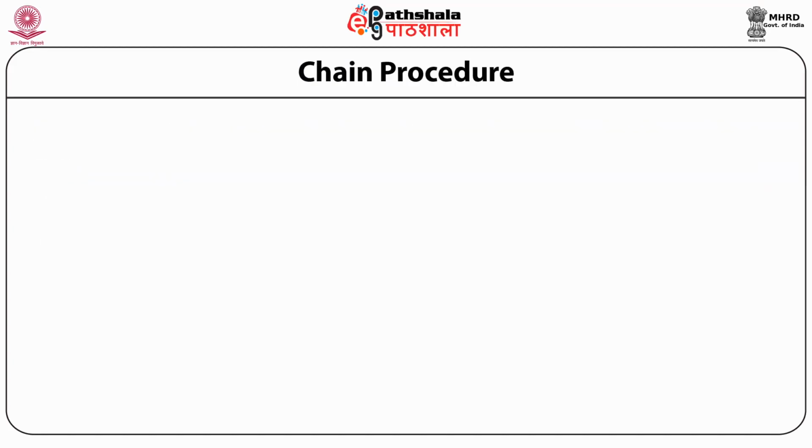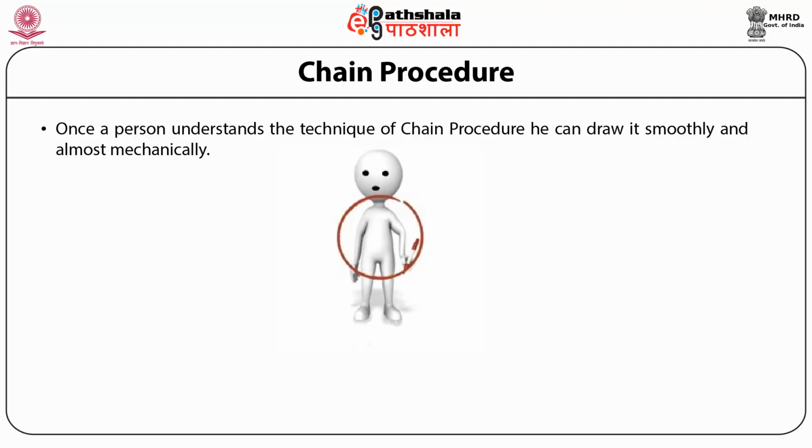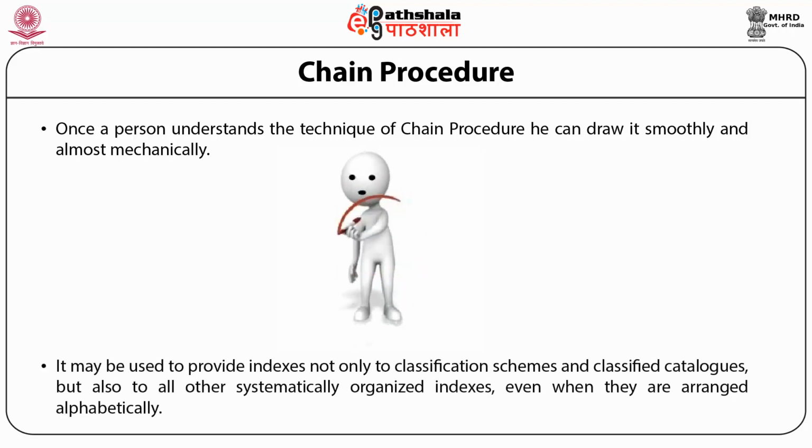Ranganathan has defined it as a procedure for deriving subject word entries from a class number in a more or less mechanical way. Once a person understands the technique of chain procedure, he can draw it smoothly and almost mechanically. Chain indexing or chain procedure, as it is popularly known, has been defined by Betty C. David as a method of deriving alphabetical subject index entries in a semi-automatic fashion from the chain of successive subdivisions that leads from a general label to the most specific label needed to be indexed. It may be used to provide indexes not only to classification scheme and classified catalog, but also to all other systematic organized indexes, even when they are arranged alphabetically.